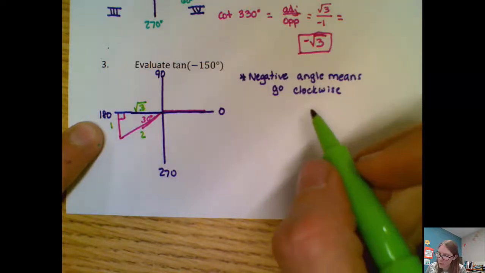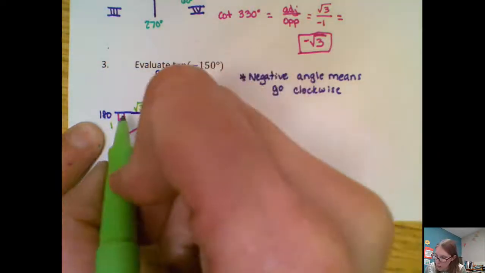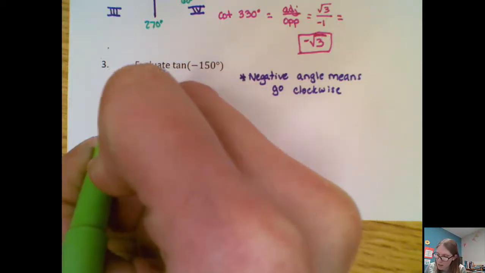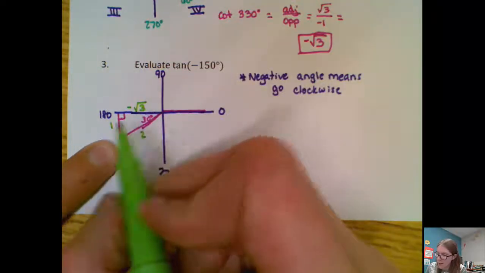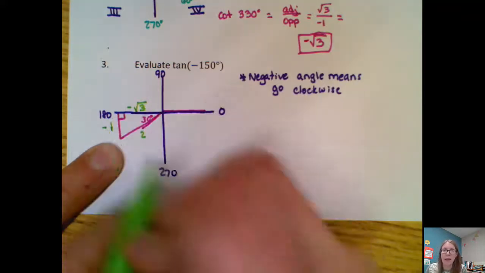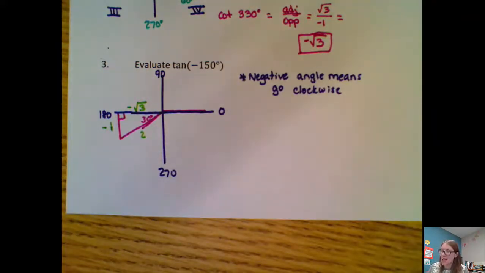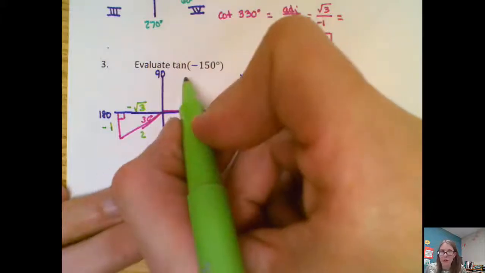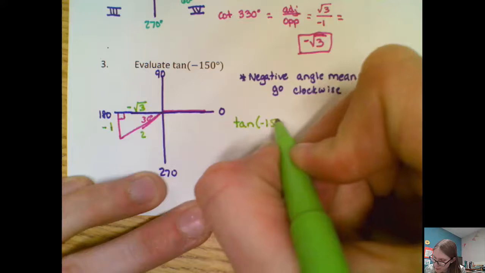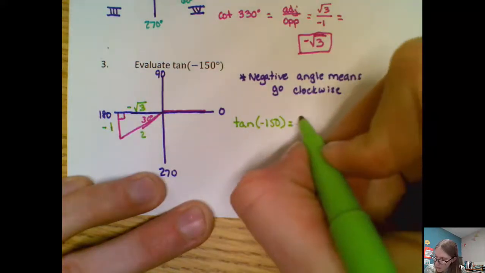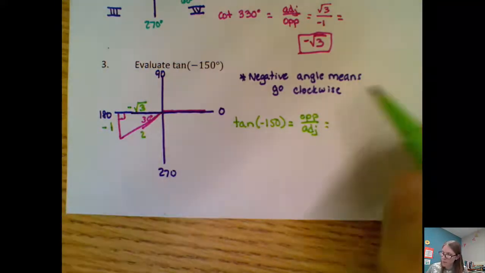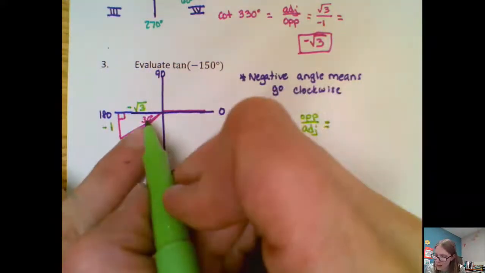Okay, let's see. Since we are to the left, we have a negative x value, so negative square root of 3. And since we are down, we have a negative y value. So we call that negative 1. And now we're to the evaluating part. So we are trying to find the tangent. And tangent is opposite over adjacent. So we look at our angle that we made with the x-axis.